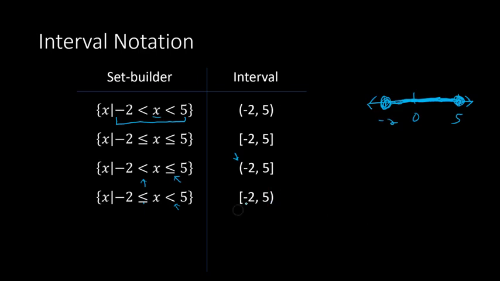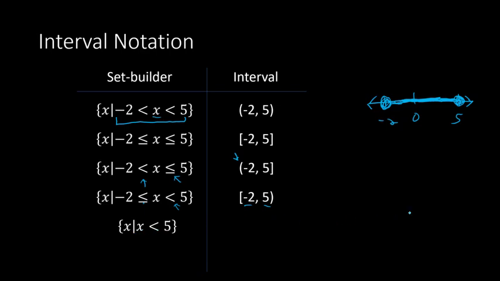And again, this notation over here in interval notation simply means that we have the values from -2 all the way to 5. And then we just determine if it's going to be a bracket or a parentheses on the left and the right side. Now here's another example where we have x such that x is less than 5.